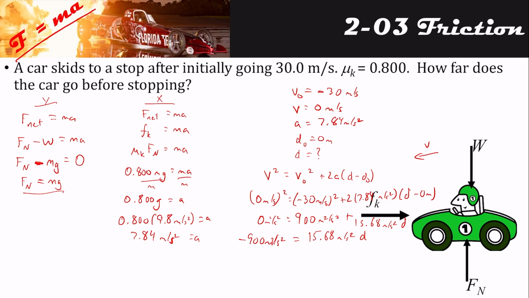And divide. And we should get negative 57.4 meters for our displacement. Now why is it negative? Because the car's heading left. So it went left 57.4 meters. How far did it go? 57.4 meters.